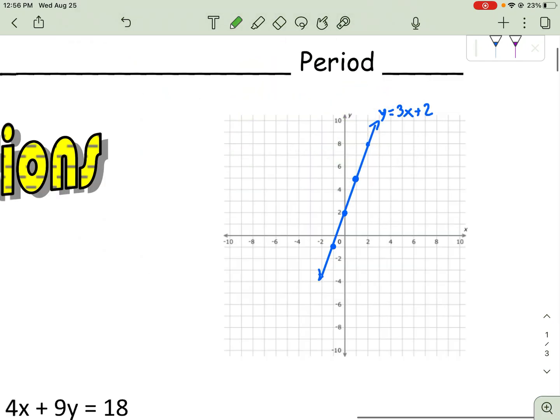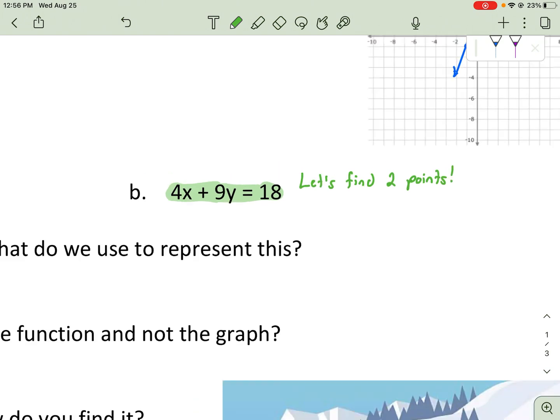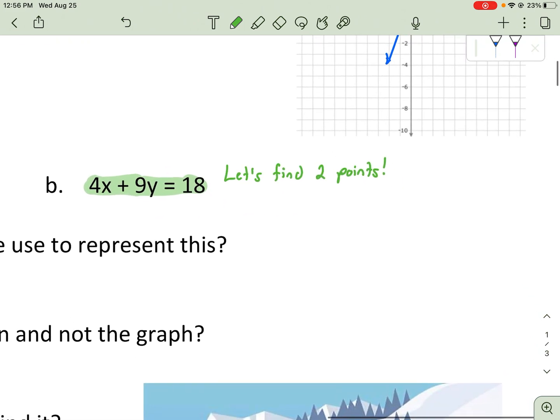Okay, let's do a green graph this time. So for this one now, this one's a little different because it's not written in what is called slope-intercept form. So you could either write it in slope-intercept form, but I'm going to show you a different way. Let's find 2 points. So you can pick any number you want for x and then solve for y. So if you pick anything for x, I'm going to let x equal 0.